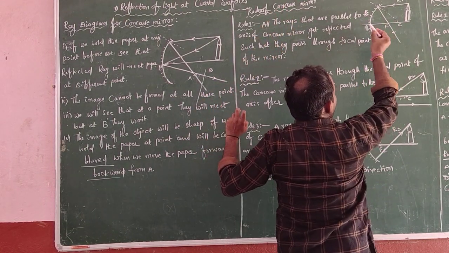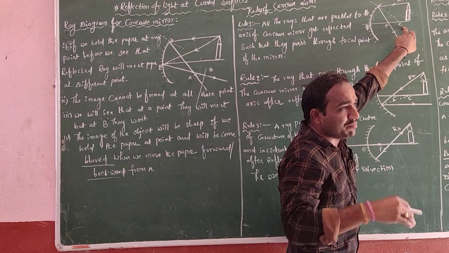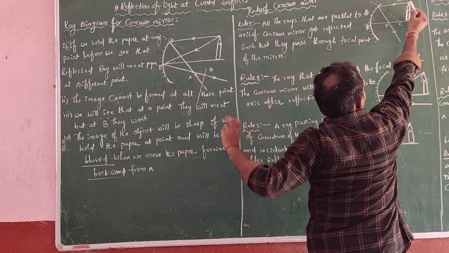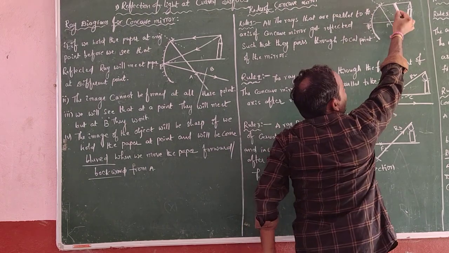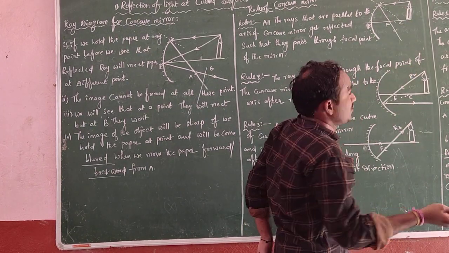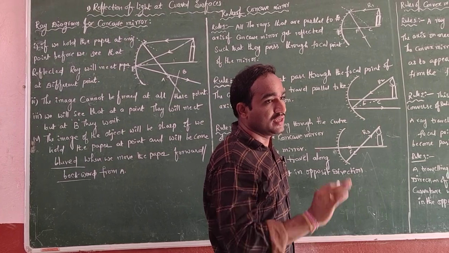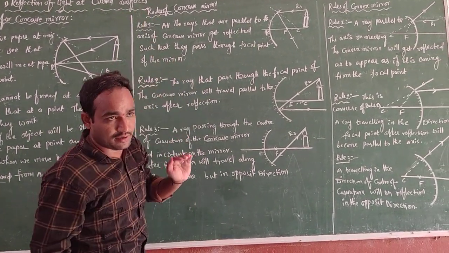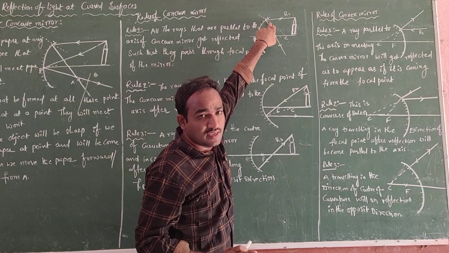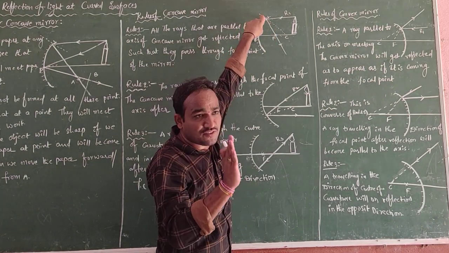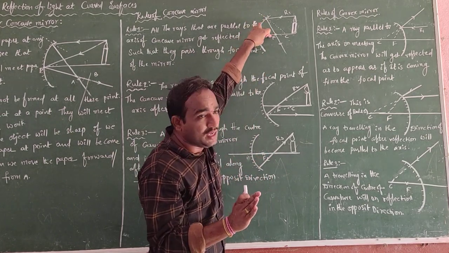On the concave mirror, geometrically, the midpoint is the pole, and there is the principal axis. The object is taken on the principal axis, and this is an incident ray. How is the incident ray? It is parallel to the principal axis. Every incident ray gets reflected. The reflected ray passes through which point? The focal point. That is what we understand from rule 1. If a ray travels and strikes a specific point on the concave mirror, it gets reflected, and the reflected ray passes through the focal point.